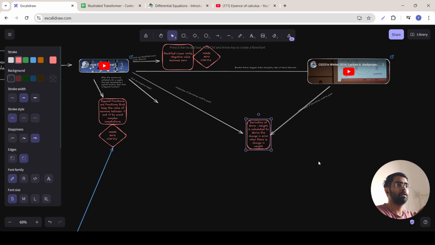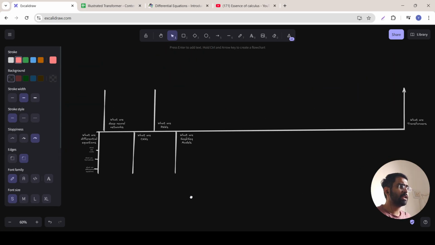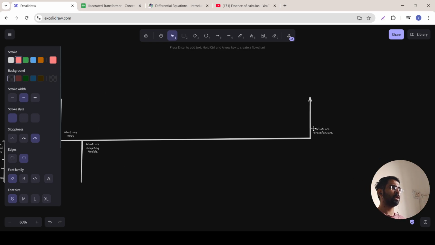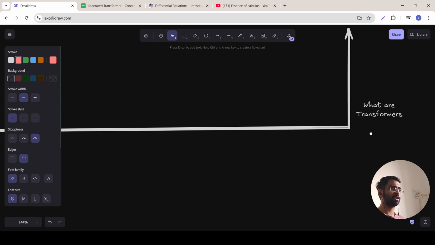So first of all, what is calculus? Calculus is, I don't know. That is what I'm going to learn. But the concepts are in this manner that first is limits, then derivatives, then integrals, and then comes differential equations. So based on that, I have created a sort of path, which will lead us to understand actually what are the transformers.